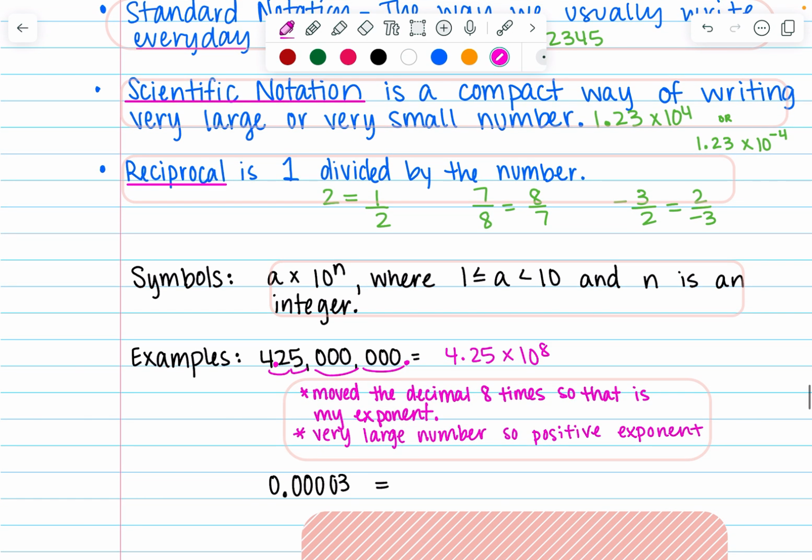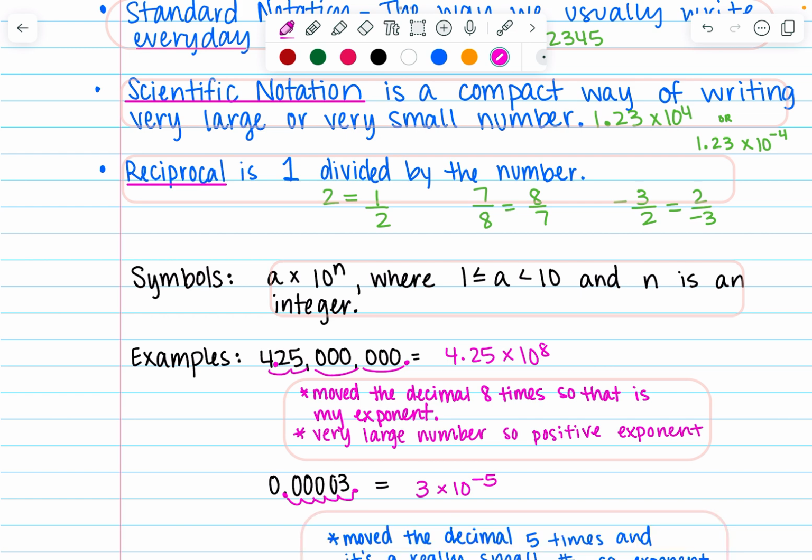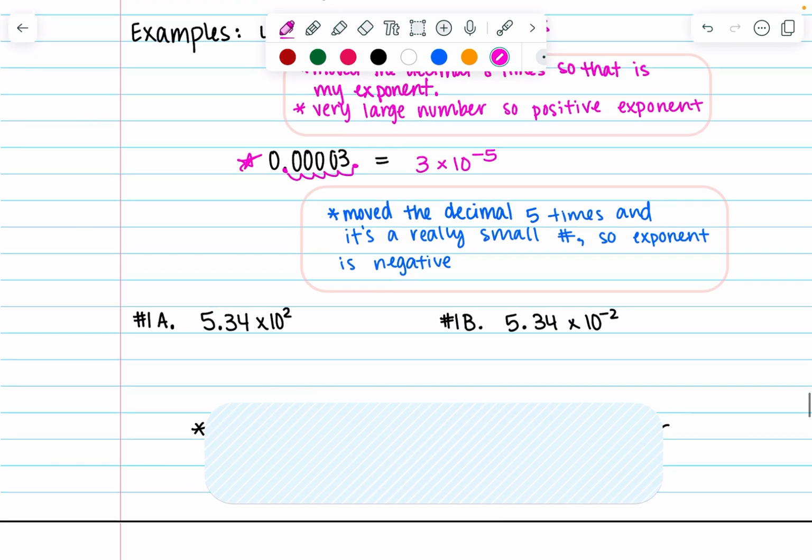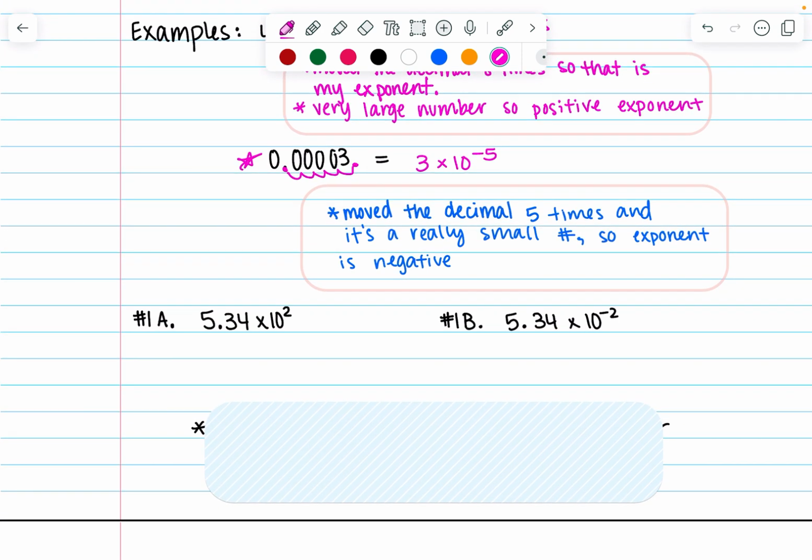If you need to pause the video to write that down, please do so. All right, so my decimal point is starting here, and it needs to go behind the 3. So I move it 1, 2, 3, 4, 5. So this becomes 3 times 10 to the power of negative 5. I move the decimal point 5 times, and it's a really small number, so the exponent is negative. This number right here is less than a penny, like way less than a penny. Okay? All right. So, again, pause the video at any time to write this down.